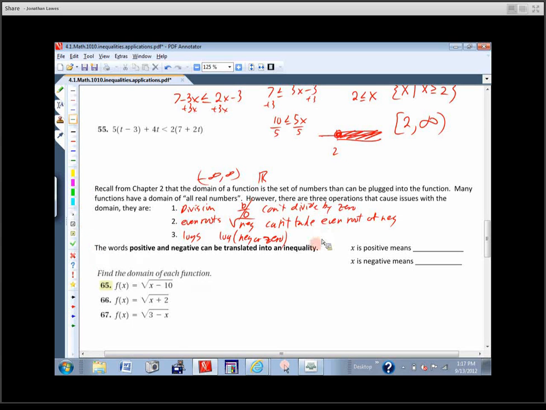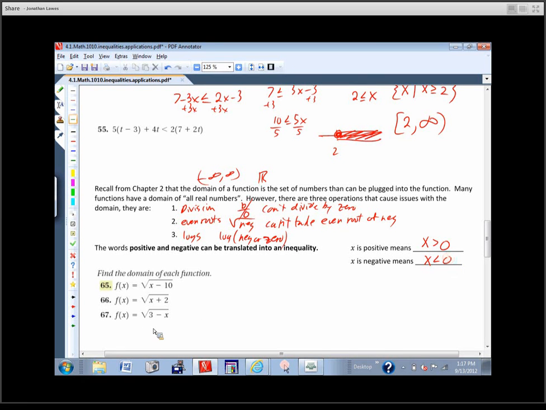So notice that we're talking here about things that are negative, or we call them non-positive. So 0, negatives, things that are not positive. Well, we can actually translate these phrases into inequalities. The word positive and the word negative can be translated into inequality. So if we say x is positive, as an inequality, what we mean is x is greater than 0. And if we say x is negative, then what we mean is x is less than 0.